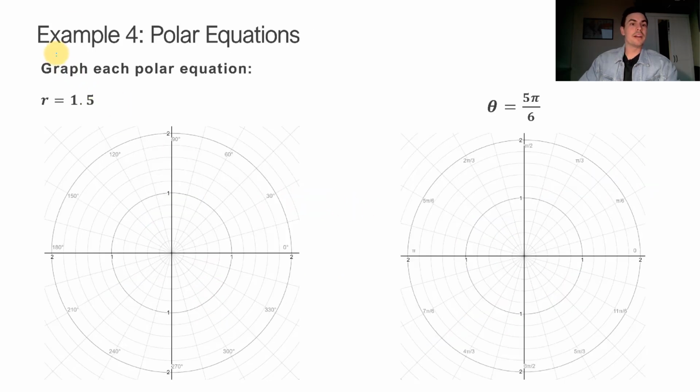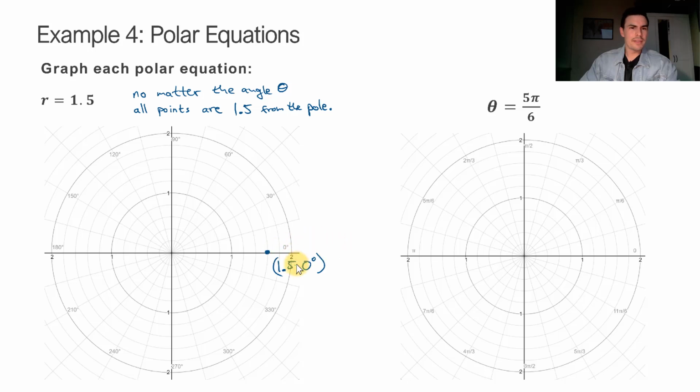All right, now we're going to graph very simple polar equations. We've got r equals 1.5, and we've got theta equals 5 pi over 6. So for this first one, r equals 1.5, let's think, what does this mean? This means no matter what the angle is, it does not matter what theta is, all points are 1.5 units from the pole.